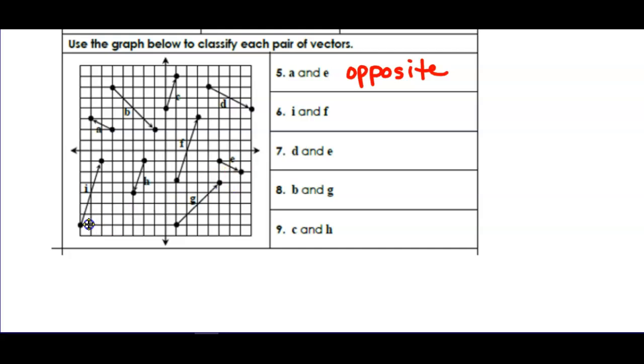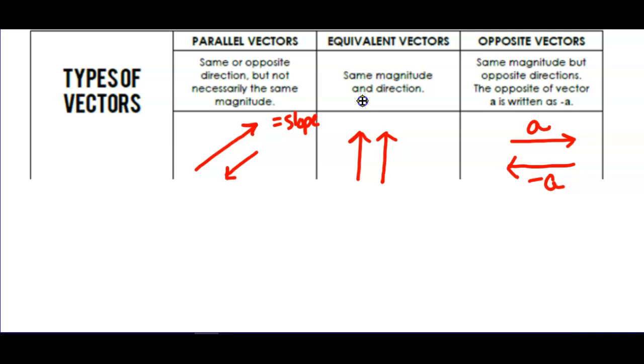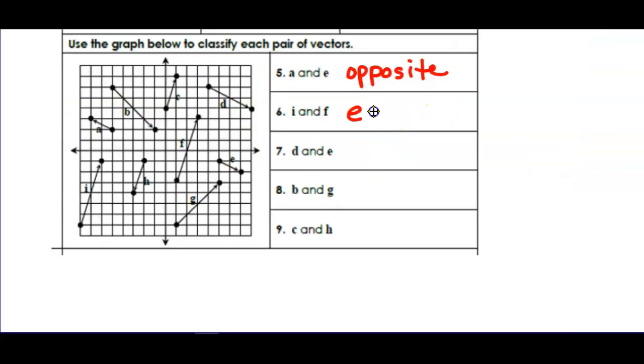I goes up 2, 3, 4, 5, 6 and over 2, and F goes up 1, 2, 3, 4, 5, 6 and over 2. Those are equivalent. Is that what it was called? Yeah, they call it equivalent vectors.